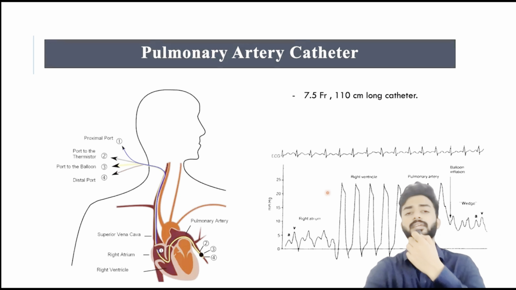So what is this pulmonary artery catheter? It is a 7.5 French catheter which can be put in a 9 French sheath, and it is 110 centimeters long.